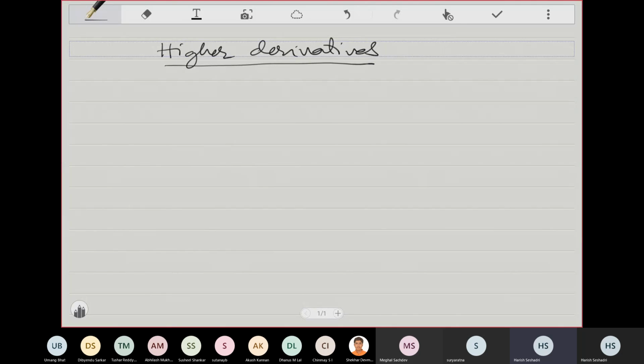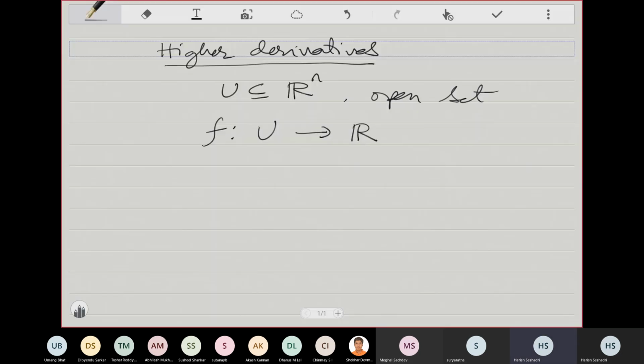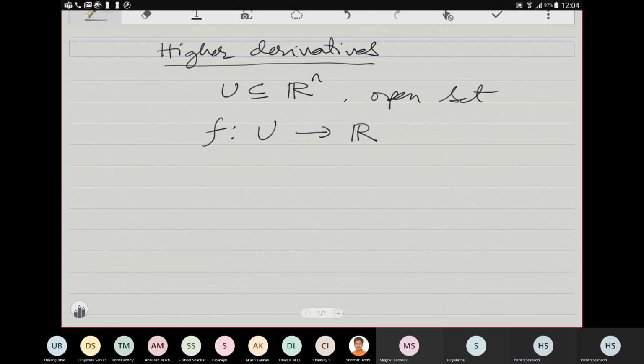So, as usual, U is an open set. Let's first start with a real valued function f from U to R. So I would like to talk about higher derivatives of this function.